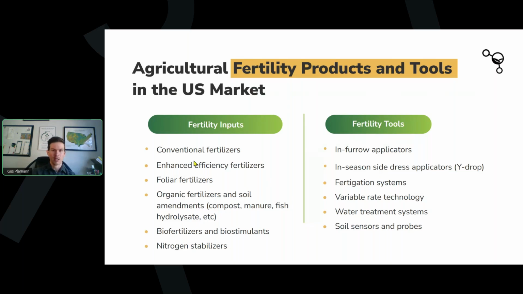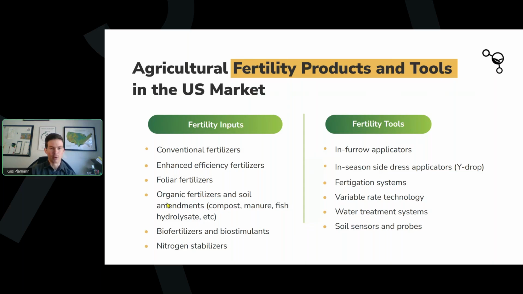So as far as fertility inputs, of course, you have your conventional fertilizers that go out on a vast majority of acres, particularly in row crops. And then enhanced efficiency fertilizers, think of polymer-coated fertilizers or fertilizers that may be formulated with, say, humates, humic acids and such, to basically make them slow release or make them more biologically available. Foliar fertilizers are a solution that can sort of bypass that soil environment and put the nutrients right on the plant foliage for direct absorption, for higher efficiency.